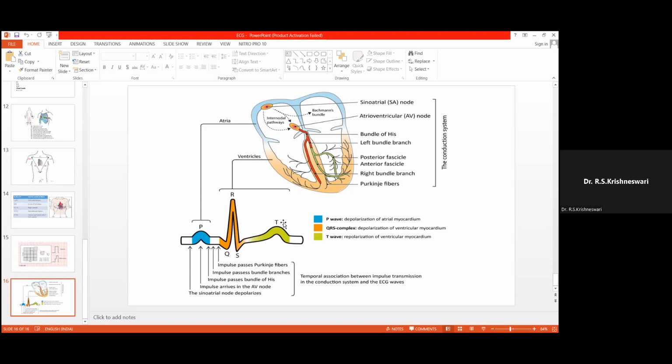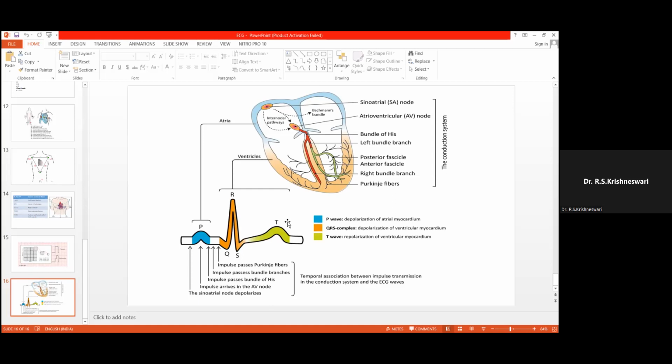QRS complex represents the ventricular depolarization. Since the musculature of the ventricle is more, and there is the interventricular septum and all, there will be more events taking place during ventricular depolarization, and it is represented by a complex in the ECG known as the QRS complex. And the T wave is a single wave, a positive wave. It represents the ventricular repolarization, that is relaxation of the ventricles.